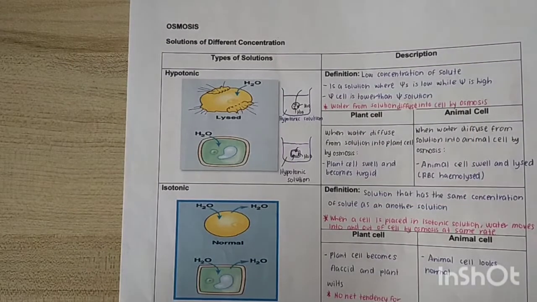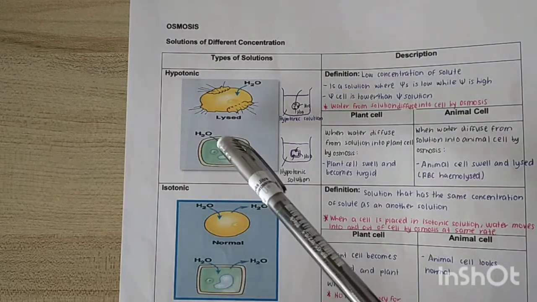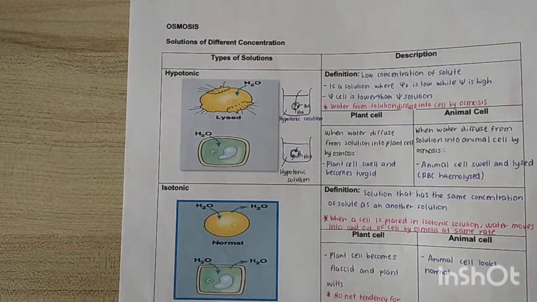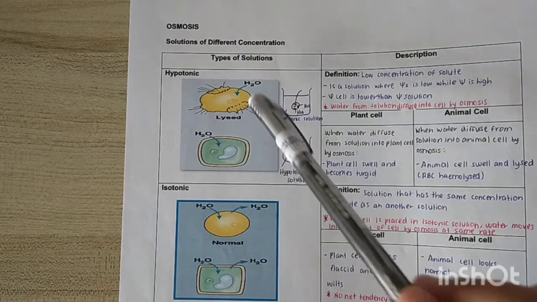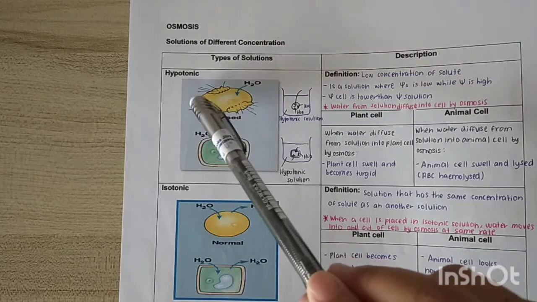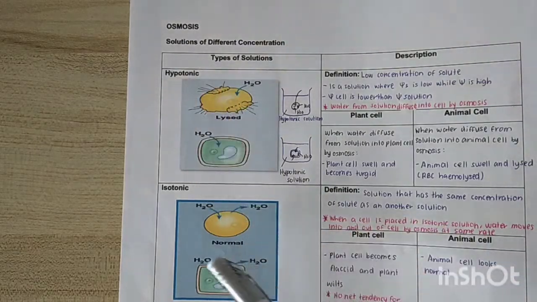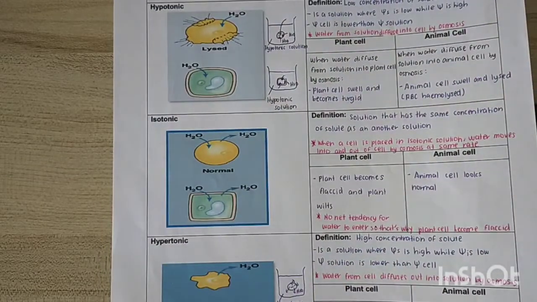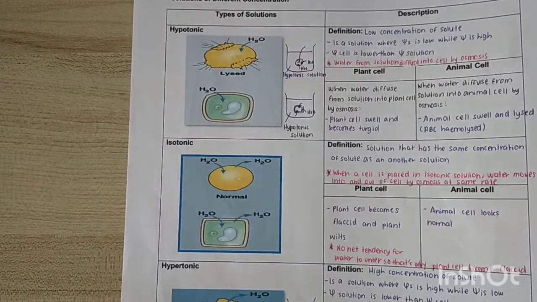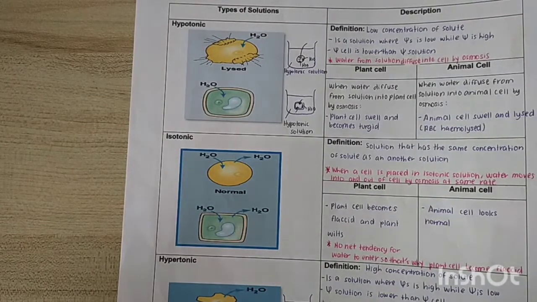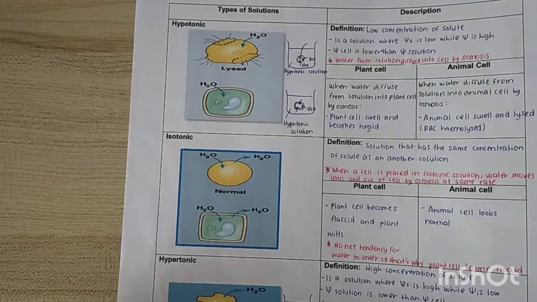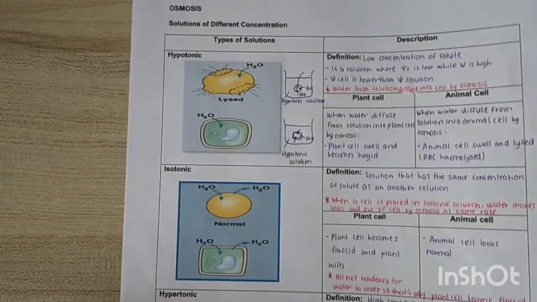Okay, so now we proceed to this one. For osmosis, you have to know about solutions of different concentration. The concept of osmosis, kita boleh relatekan dengan solutions of different concentration. There are 3 types of solution here. The first one, hypotonic. Second, isotonic. The other one, hypertonic. You have to know how to differentiate what happens to animal and also plant cells if they are placed in hypotonic, isotonic and hypertonic solutions. So we look one by one.